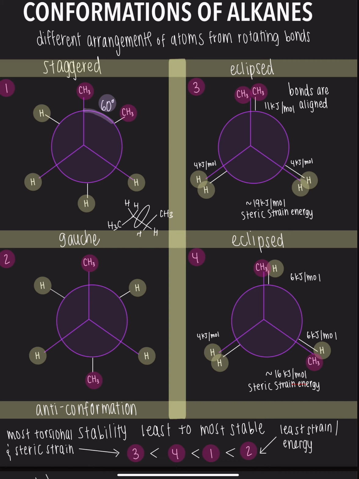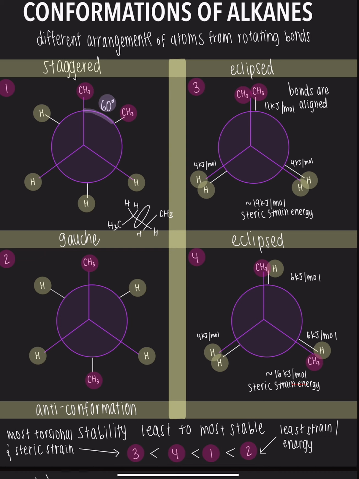Staggered is when you are not stacked on top of each other. For example, in eclipsed, you're stacked one on the other. Technically I put a little space, but you wouldn't have that little space. It's there so you can see that you have something behind, but literally it would be stacked one on the other. That is why it has a lot of steric strain energy. I put 19 kilojoules per mole.